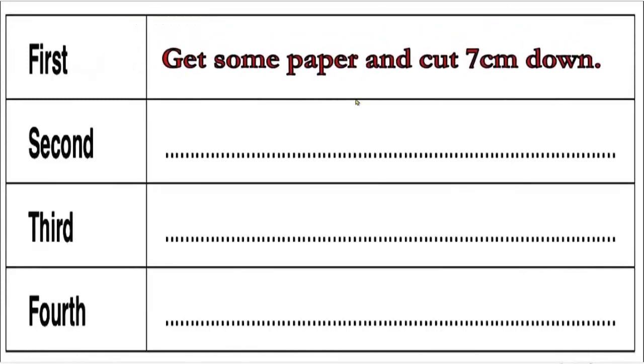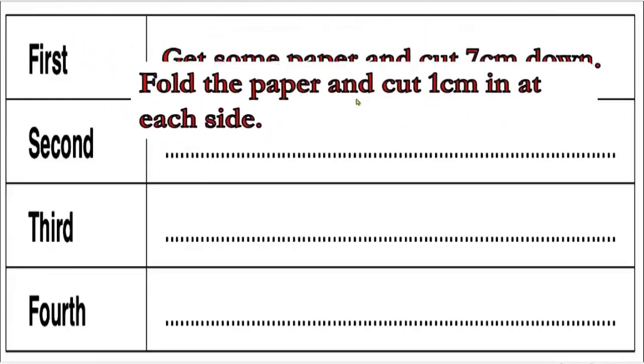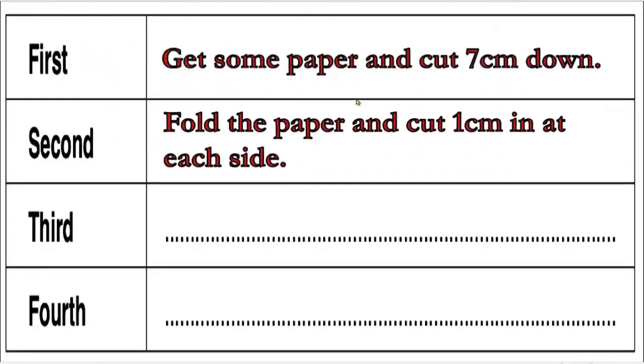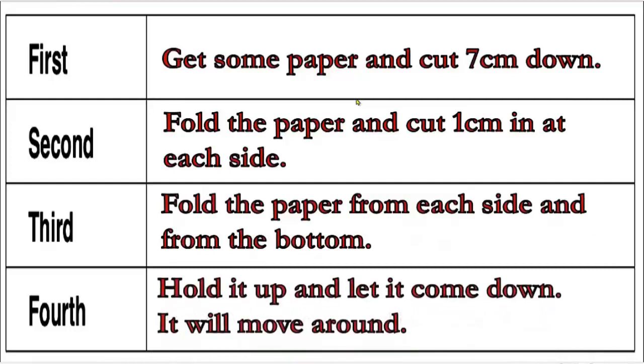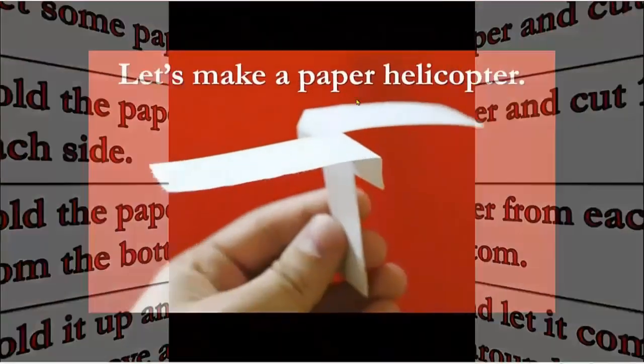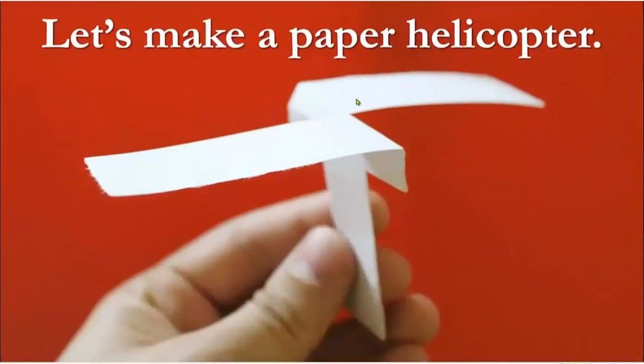Get some paper and cut 7 centimeters down. Second, fold the paper and cut 1 centimeter at each side. Third, fold the paper from each side and from the bottom. Fourth, hold it up and let it come down. It will move around. Okay, now let's make a paper helicopter.